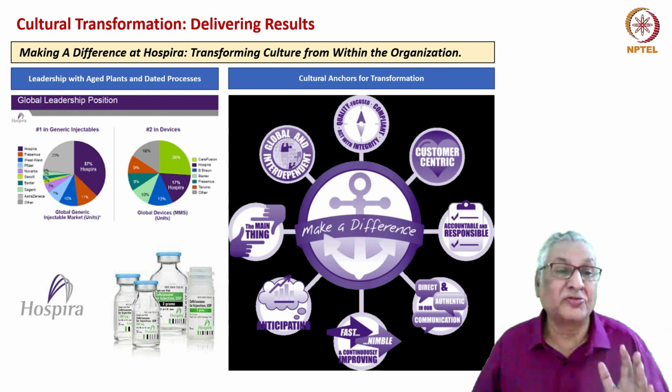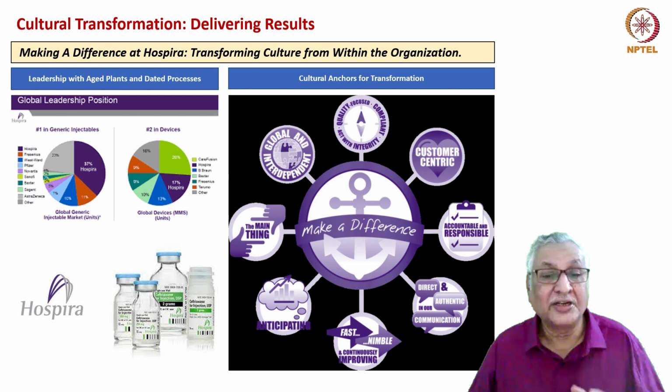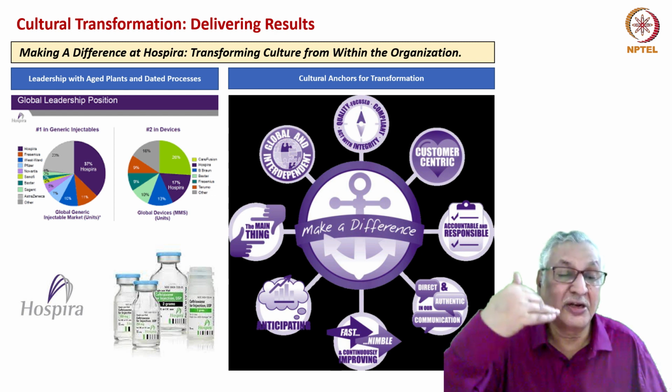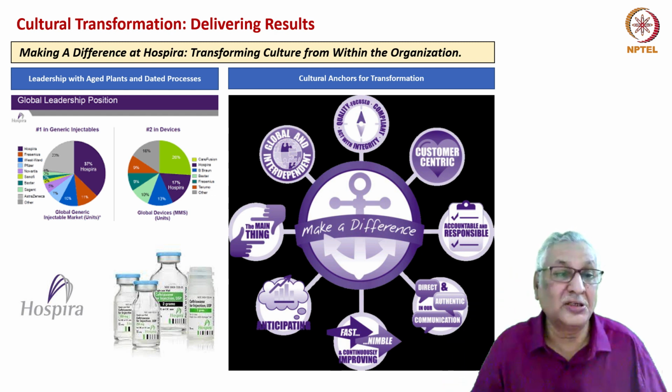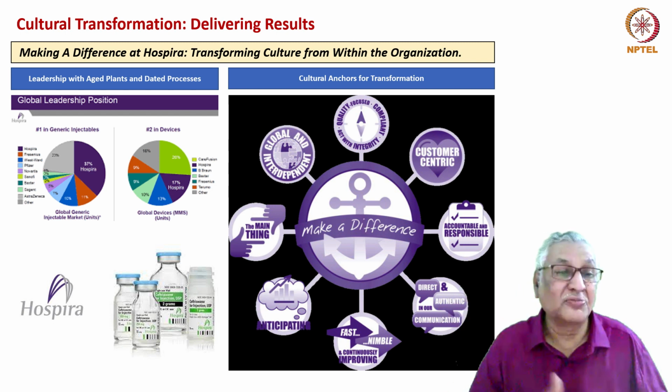Hospira is a great company. It was an offshoot of Abbott's Hospital Products Division. A team of enterprising leaders took over that hospital's division company and brought it to a significant stature in the generics injectables position and in the medical devices market.